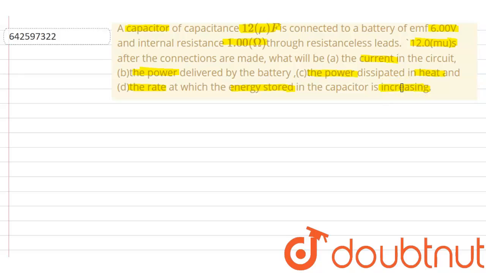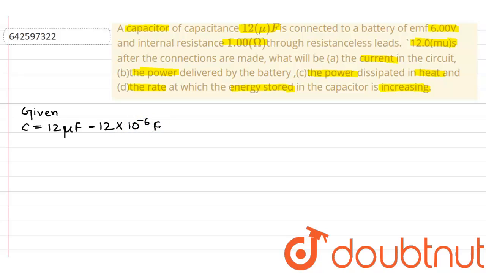So this question has 4 parts. We are going to look at the information which is given to us. We have been given the capacitance, which is C, which is given to be 12 mu farad. Mu is 10 raised to power minus 6. So it will be 12 into 10 raised to power minus 6 farad. That is the capacitance of the capacitor.